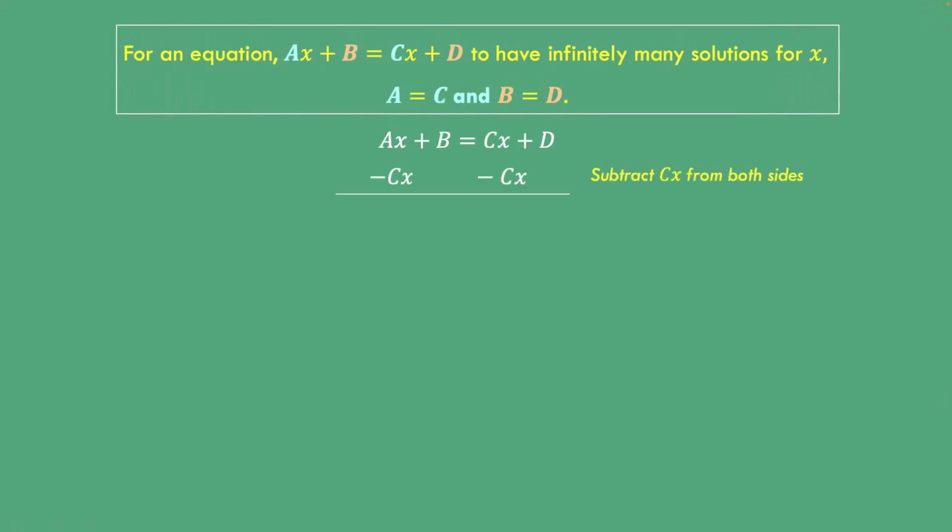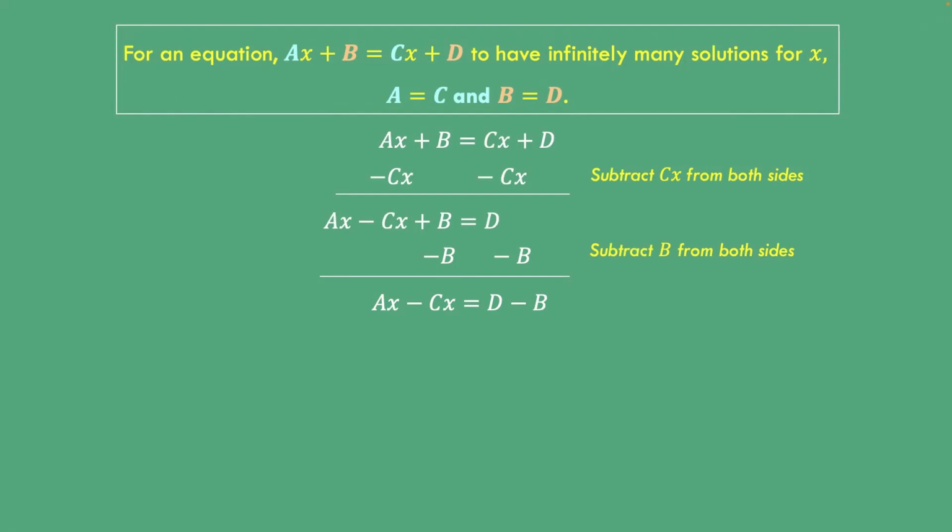By subtracting cx from both sides, we have ax minus cx plus b equals d. By subtracting b from both sides, we have ax minus cx equals d minus b. By factoring out x on the left side, it becomes the quantity a minus c times x equals d minus b.